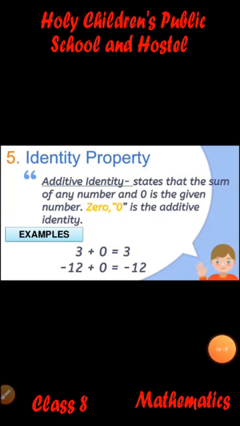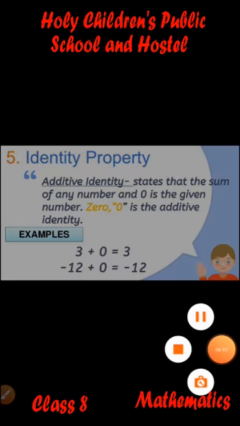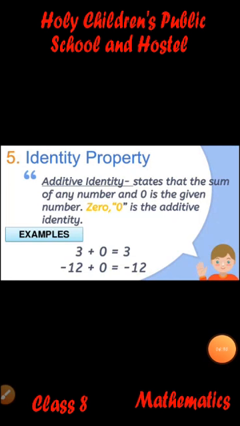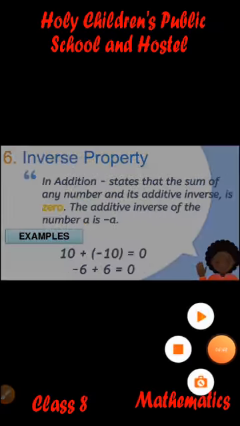The fifth one is identity. The sum of any number and 0 gives a rational number. So students, you can see that if we add 0 to any rational number, the result will be a rational number. Students, it's like a mirror. If you are looking at the mirror, you can see only yourself.